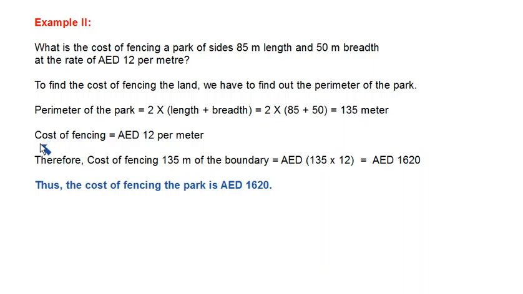So we know the cost of fencing of the park is AED 12 per meter. So the cost of fencing this 135 meter perimeter, that is the boundary of the park, is equal to AED 135 multiplied by 12, that is AED 1620. So the cost of fencing the park is AED 1620.